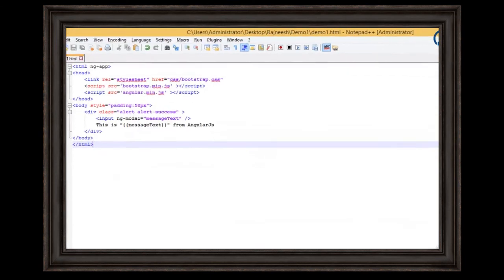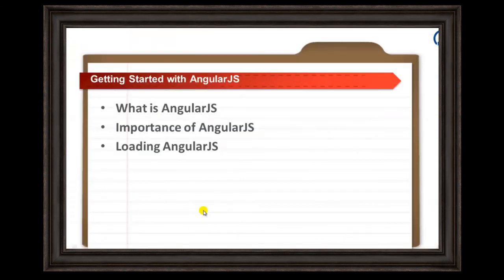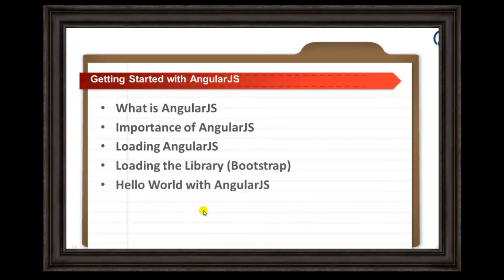Let's go back to our PPT again, and you can see that we have seen the loading of AngularJS, then loading the Bootstrap library, and the hello world example. We have covered all this getting-started material with AngularJS, and this is how we can go ahead to completely build front-end applications using the AngularJS library. So let's meet up in the next session.